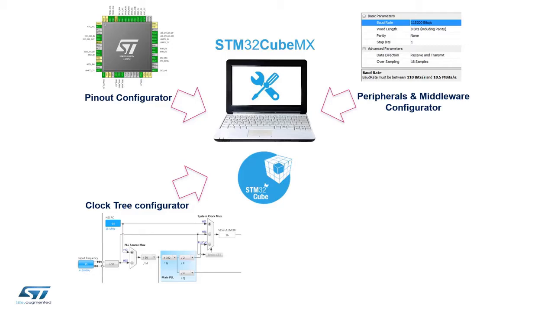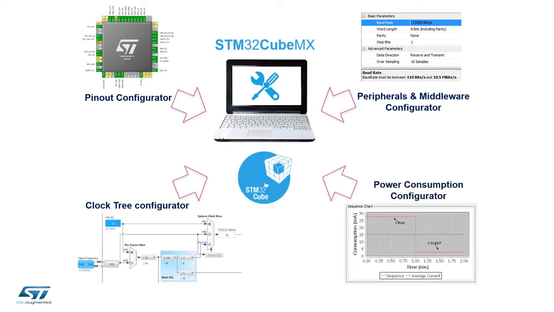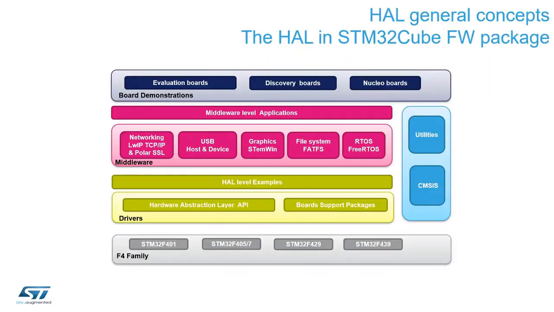Then we can configure not only all the GPIOs, but all the peripherals, like USART, ADC, DAC, timers, etc., as well in a graphical way. And then we can simulate the current consumption, the power consumption, based on the already configured peripherals and the particular clock frequency and clock source. So that's all the basic functionalities of CubeMX.